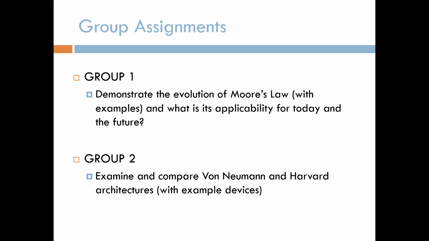And then the second group, they are going to take a look at the von Neumann architecture, but I'm going to put it to you now. There's an opposing architecture. It's called Harvard architecture. And guess what? You're going to be introduced to that in the second semester. What's the difference between the von Neumann and Harvard? And could you give us some example devices?